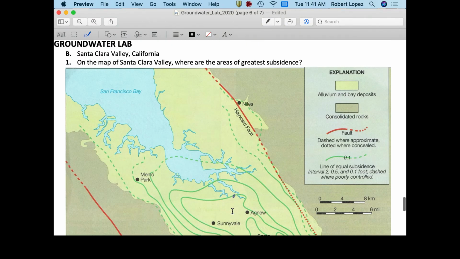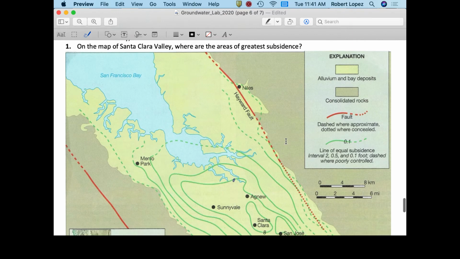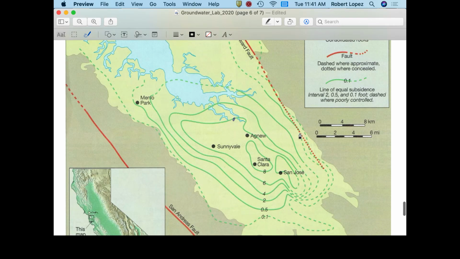Note that the subsidence is occurring mostly in this alluvium and the softer, younger sedimentary deposits here in the bay. And note that for consolidated sediments, this dark area here, there's no subsidence because that rock is already consolidated. It's not going to collapse, right? And so that's one of the questions I ask about that.